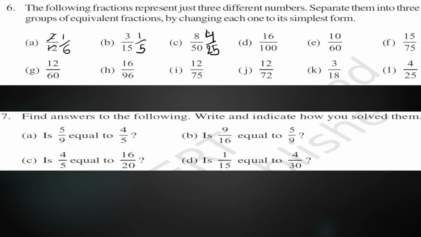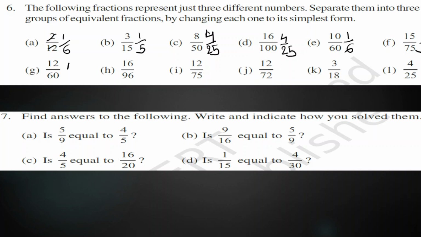And here also 4 is the common factor. And this is also nothing but 4 by 25. And here 10 is the common factor. And this is nothing but 1 upon 6. And here 15 is the common factor. This is nothing but 1 by 5.